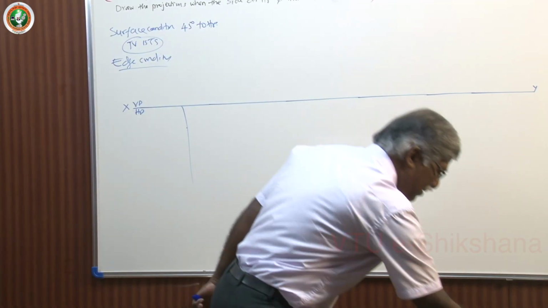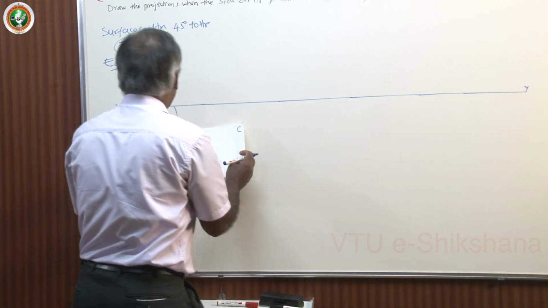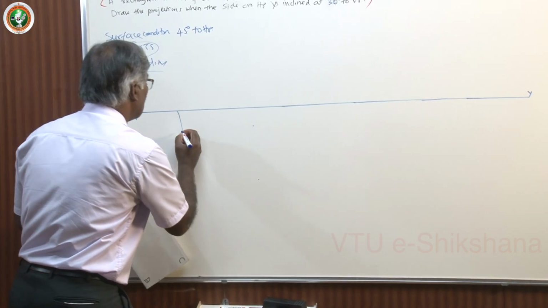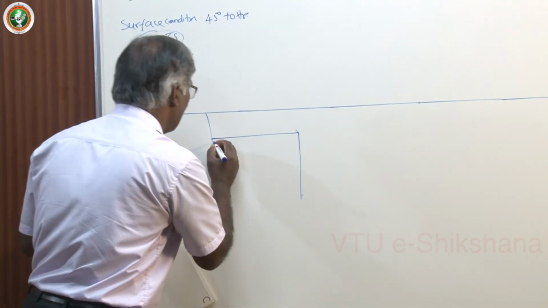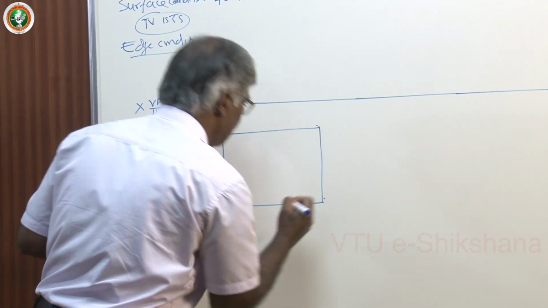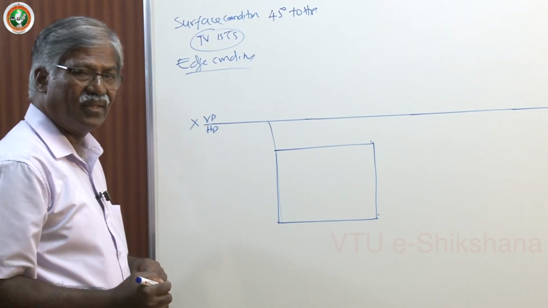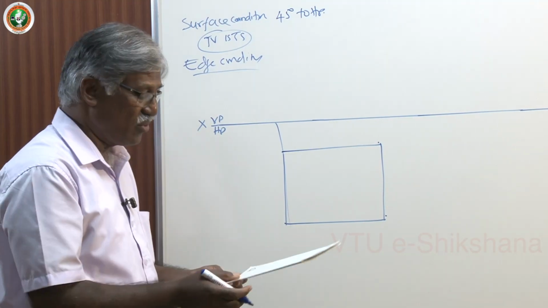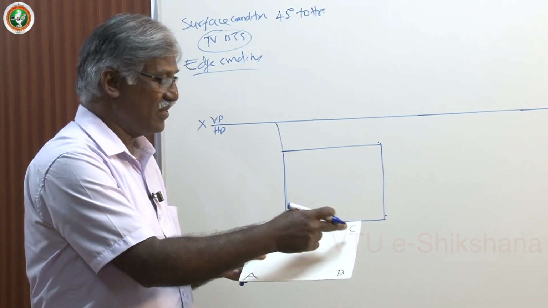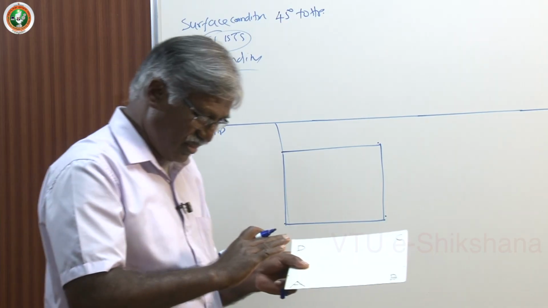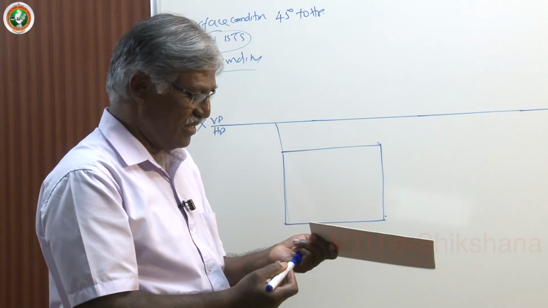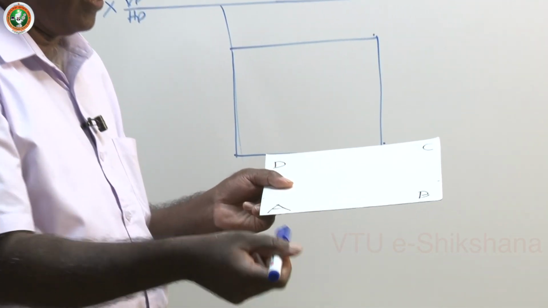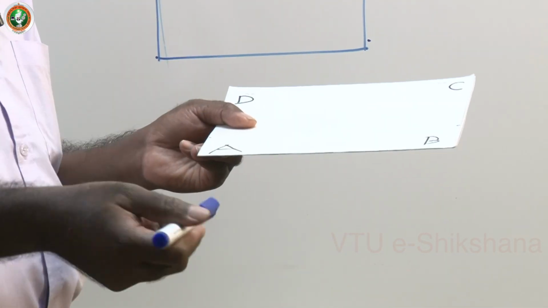Then let us draw the top view. So this is the top view of the lamina. Dot the figure, it is a rectangle. Now naming: I have A, B, C, D. I incline it a little bit so that you can understand. Assume that this is the direction of vision. Corners A, B are visible, C, D are not visible.